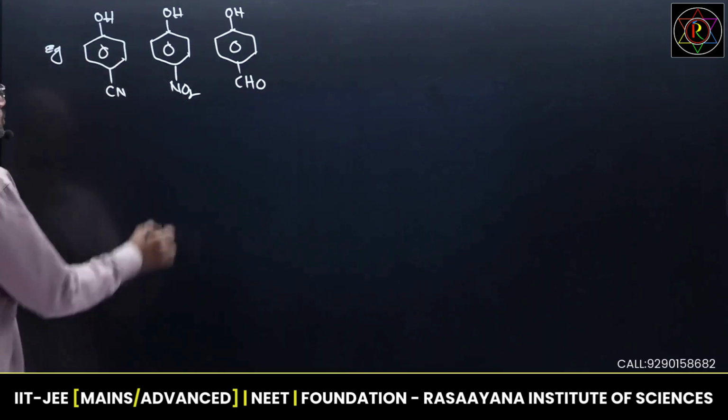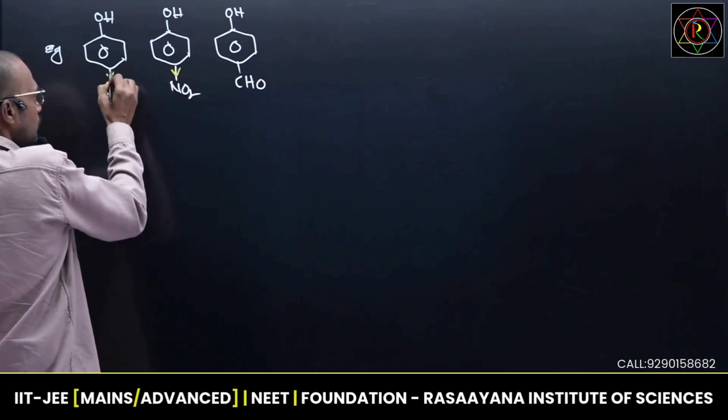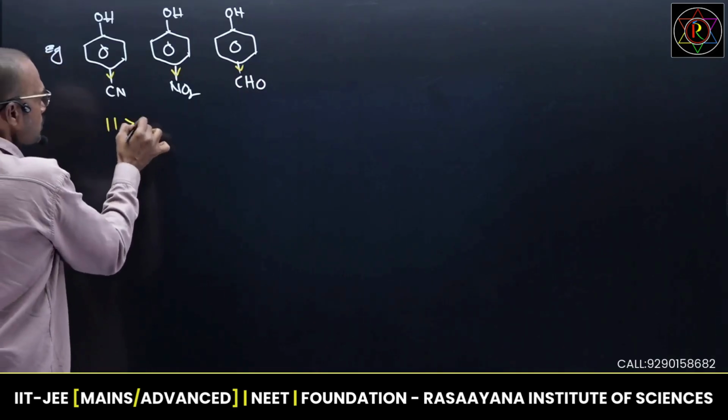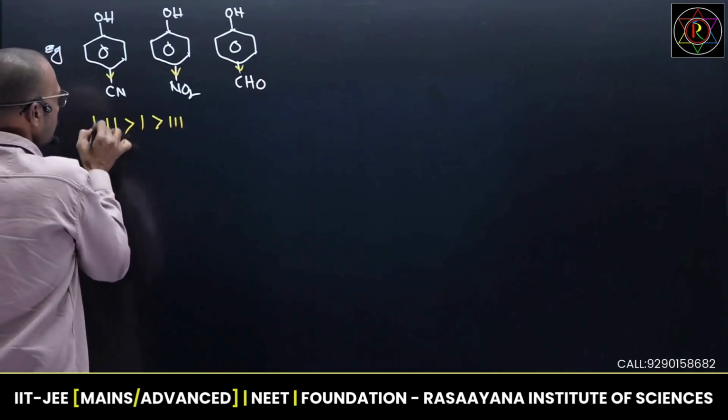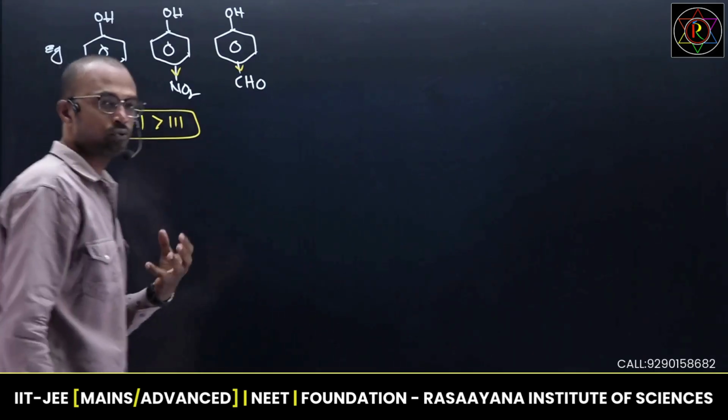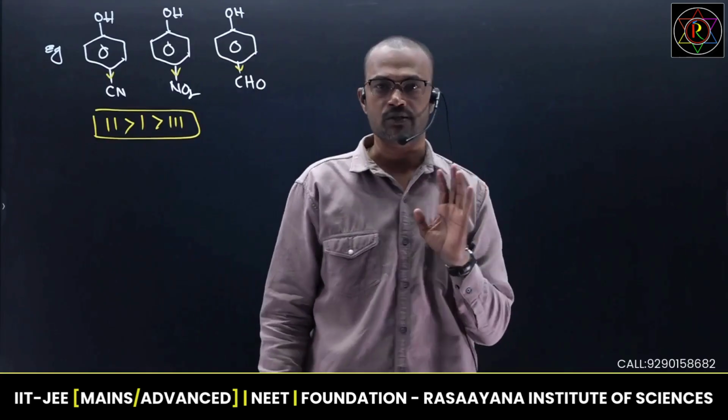Remember, nitro is the strongest withdrawing group as compared to cyano. Cyano is stronger than aldehyde. So finally I can say that the second one is more acidic than the first one, which is more acidic than the third one. This is the acidity order. When the strength of the withdrawing group increases, acidity also increases.